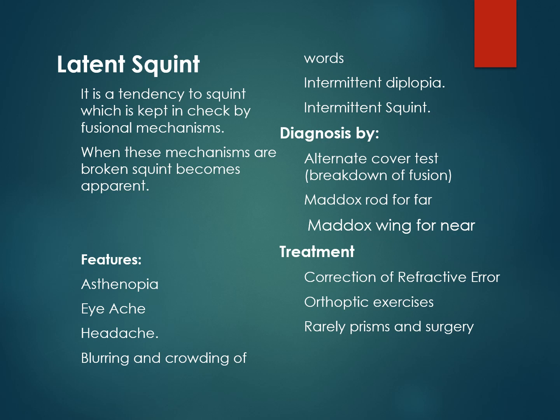Diagnosis is made by uncovered test, Maddox rod for far, Maddox wing for near. Treatment. First and foremost is correction of refractive errors, then orthoptic exercises which strengthen the weak muscles. Rarely prisms can be used and surgery can also be done.